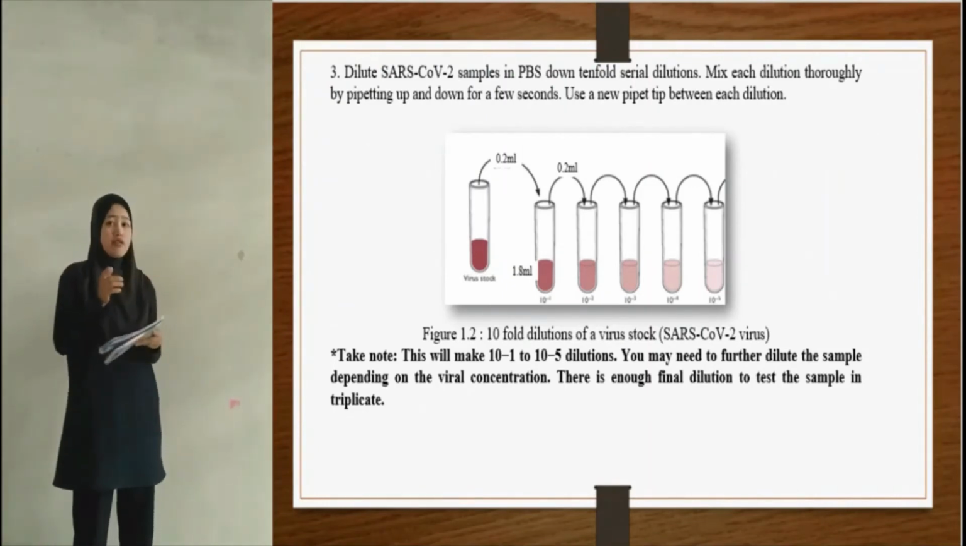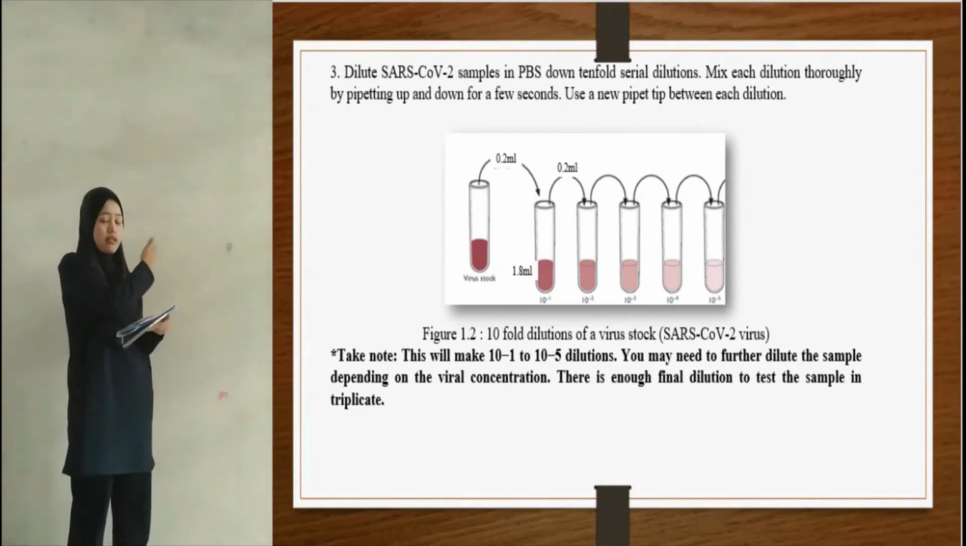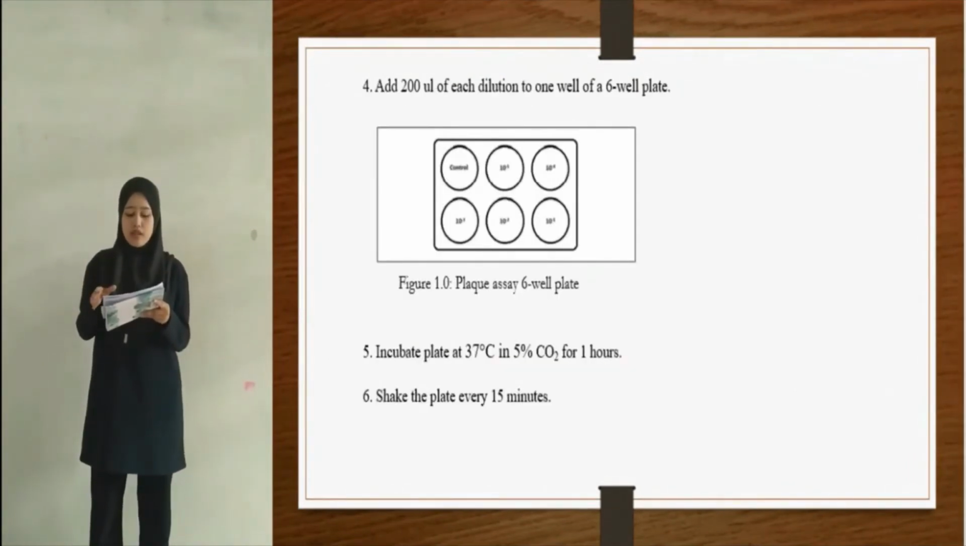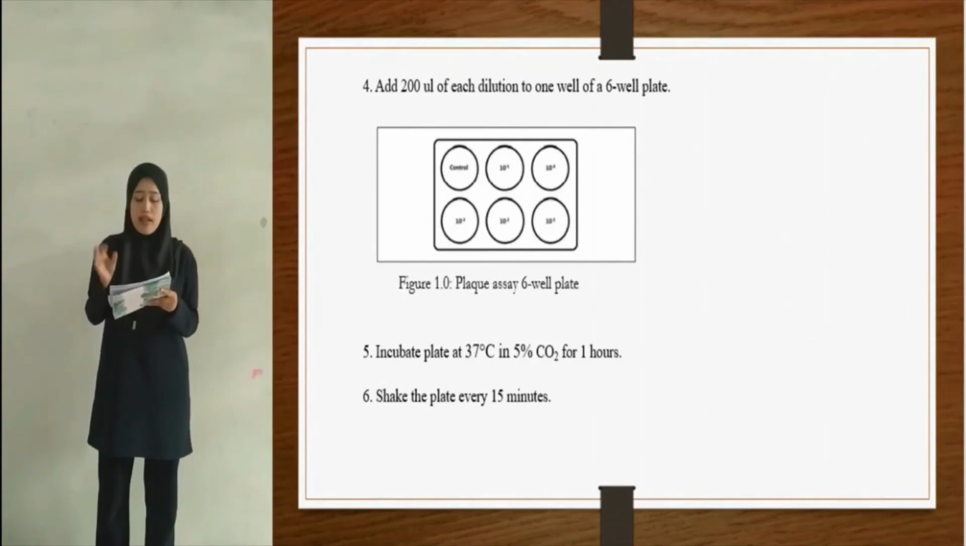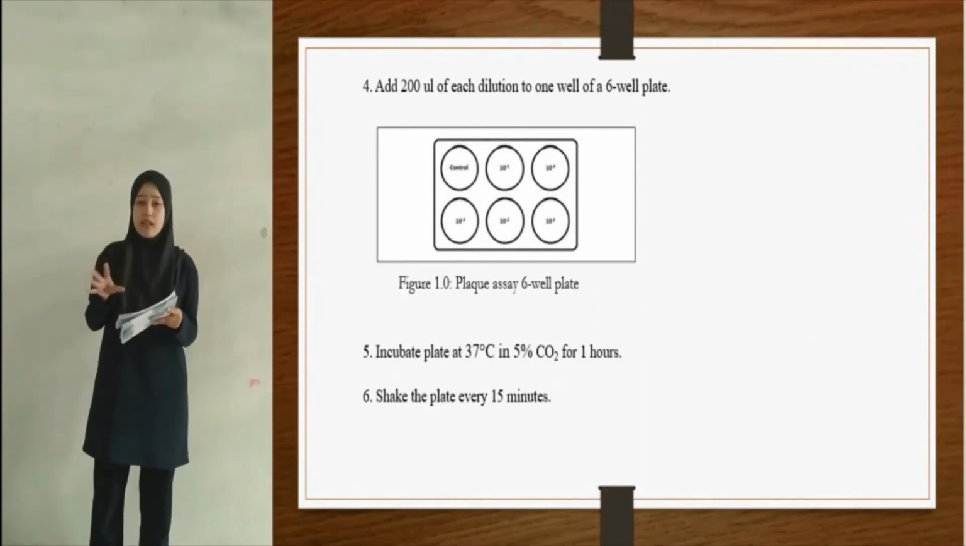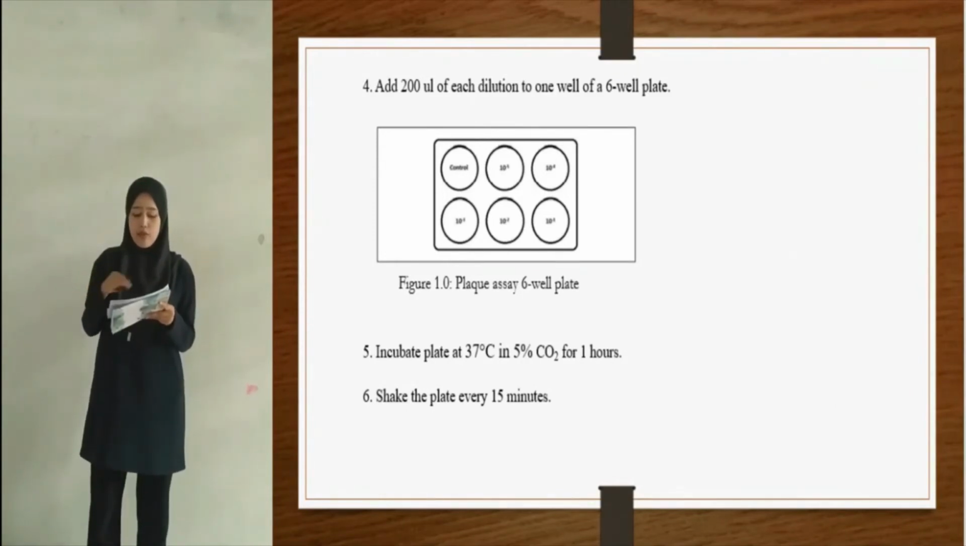The dilution can be prepared as I showed in this slide. Then add 200 microliters of each dilution to 1 well of the 6-well plate, and incubate at 37 degrees in 5% carbon dioxide for 1 hour. The plate that we prepared should be shaken every 15 minutes.